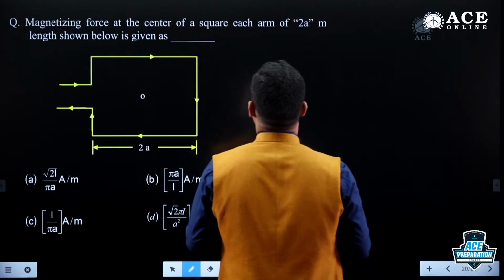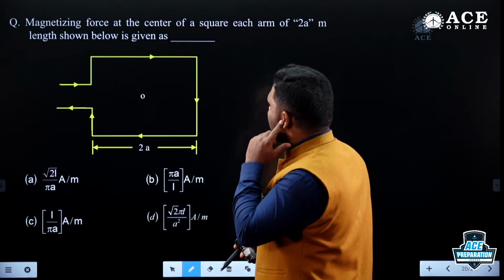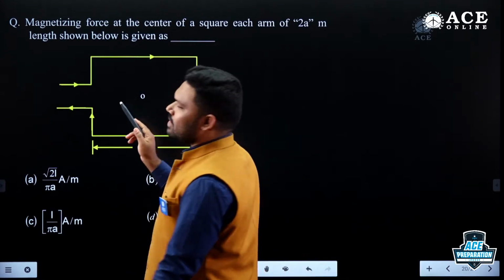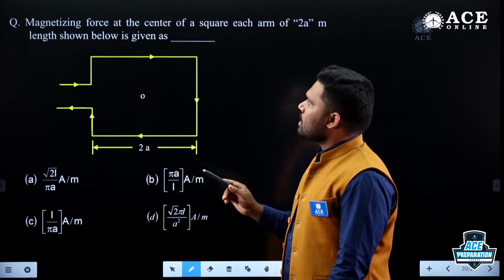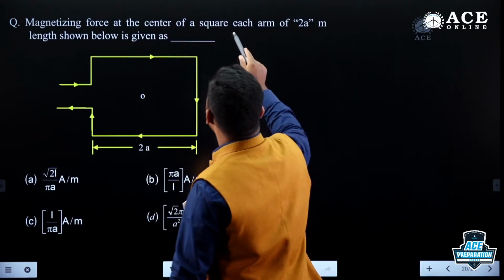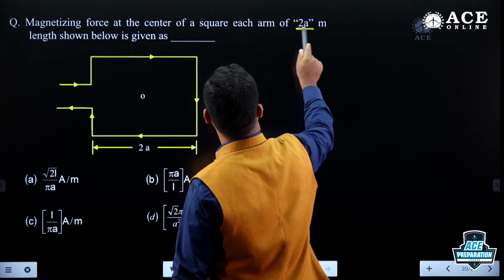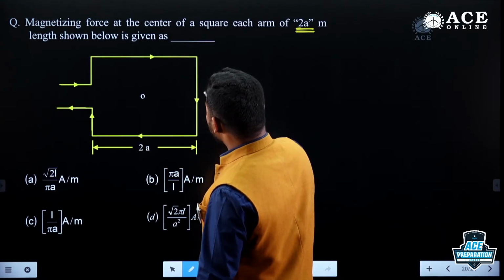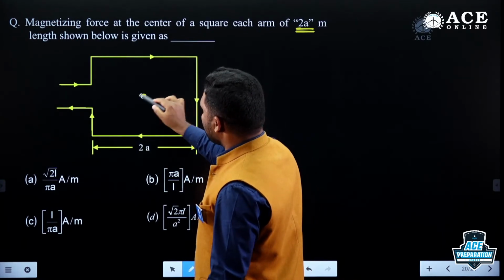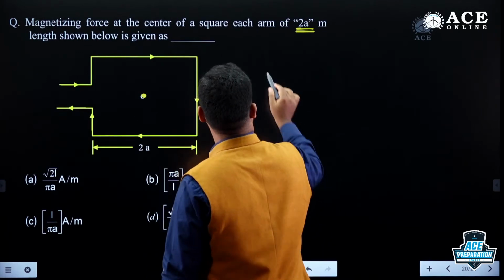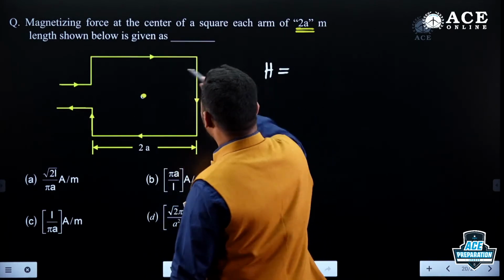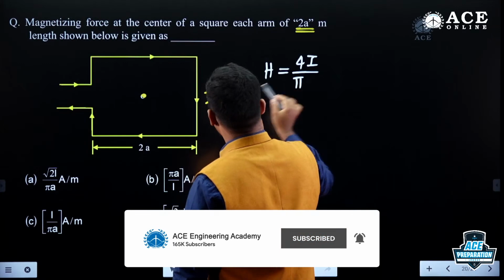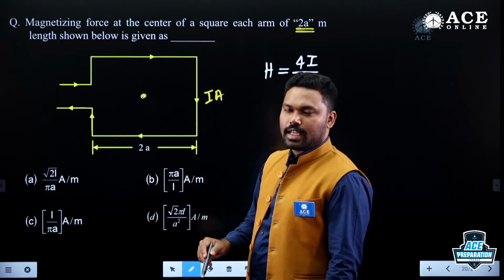Let us take one of your previous questions. Magnetizing force, one of the previous questions from another exam, SSC JE. Magnetizing force at the center of the square loop of side 2A, length shown in the figure below, is. So the side is 2A and I amperes current is flowing. So what happens to the magnetic field at the center? Direct formula. N, how many sides are there? 4 sides. 4I by pi d. What is the side here? Side here is 2A. Side need not always be D.